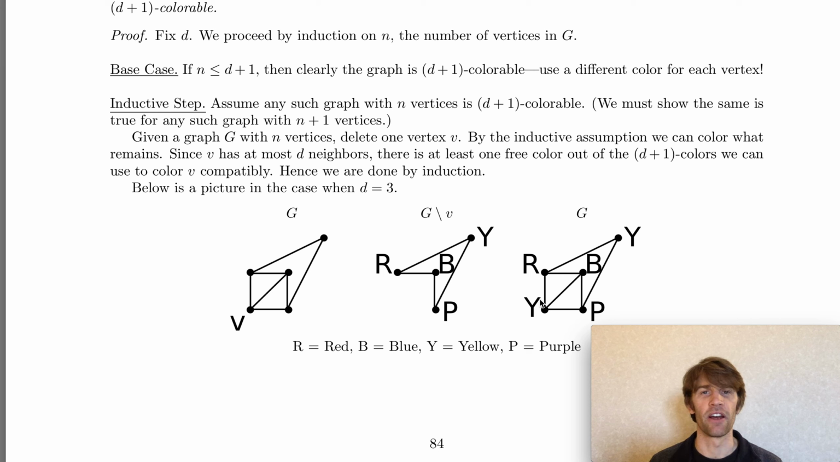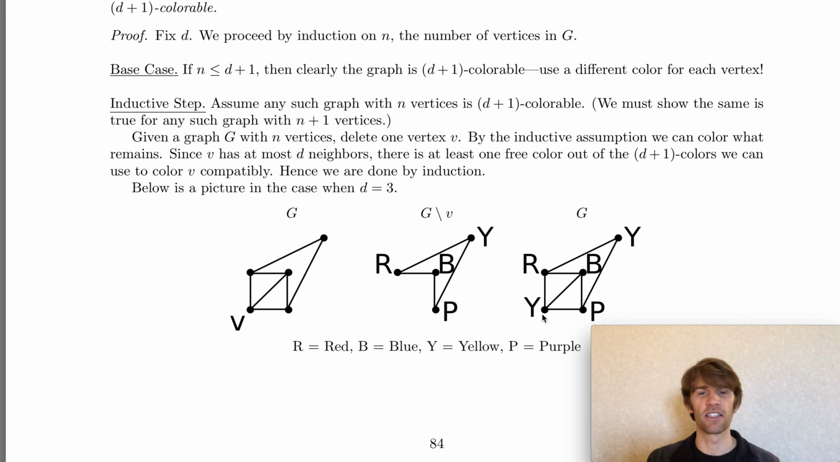By induction, you can color your smaller graph with at most D plus 1 colors. And then when you add in a vertex of degree at most D, well, you have one more color than you have neighbors for that vertex. So hence you can complete your prior coloring to a proper coloring on this larger graph with one more vertex.